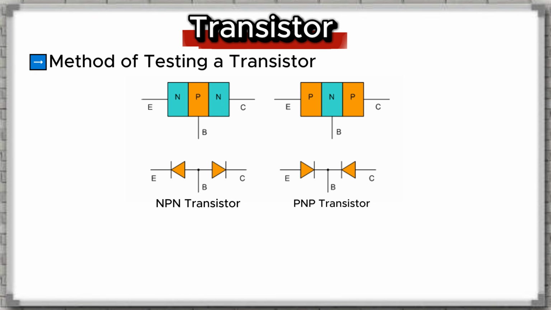Common faulty cases include: if measuring forward from base to emitter or base to collector and the needle does not move, the transistor is open BE or open BC. If measuring from base to emitter or base to collector and the needle moves in both directions, the transistor has a short or leakage between BE or BC. If measuring between collector and emitter and the needle moves, then the transistor has a short CE.